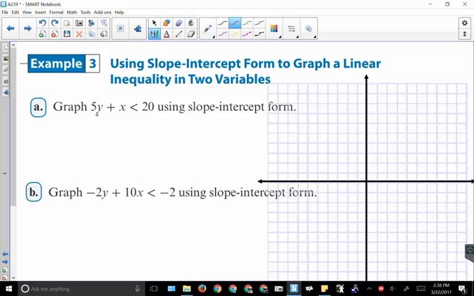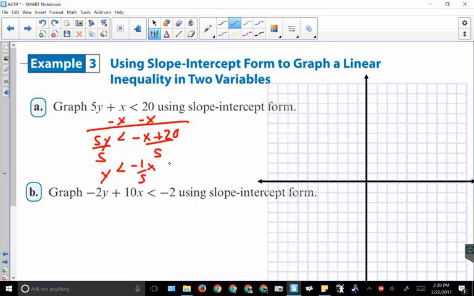So if I've got 5y plus x is less than 20, I have to subtract the x from both sides first. So that means it is going to be 5y less than negative x plus 20. Divide both sides by 5. So that means I have y is less than negative 1/5 x, plus what's 20 divided by 5? 4.